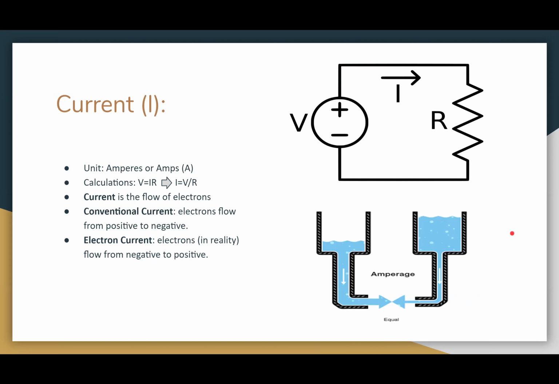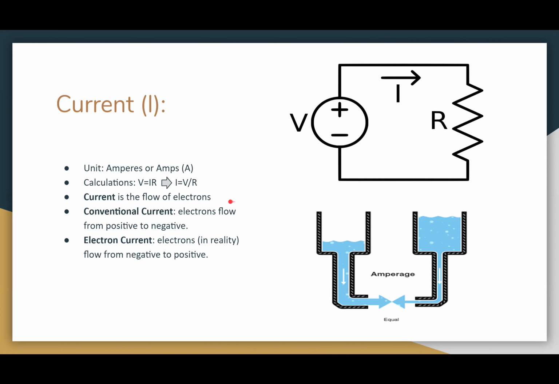The next thing we have is current, and it's denoted as I within electrical engineering. The unit is amps, from amperes. That's the guy's last name, but amps. The calculation for that is just Ohm's law. Voltage is equal to current times resistance. That's going to be very, very important in electrical engineering. It's like the foundation of everything, Ohm's law. Just manipulate that equation to get current is equal to voltage divided by resistance.